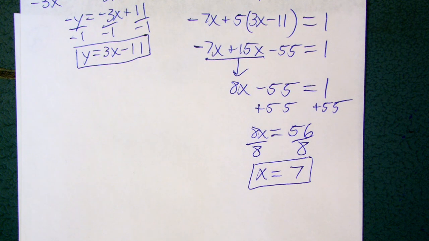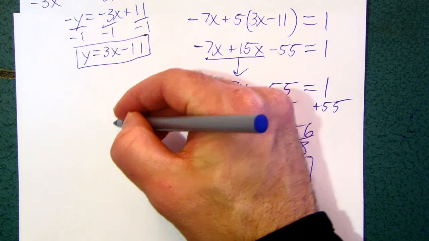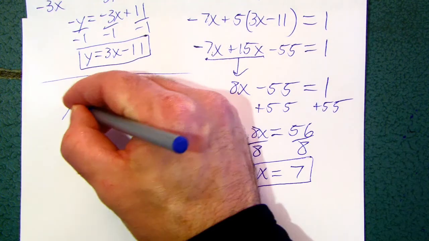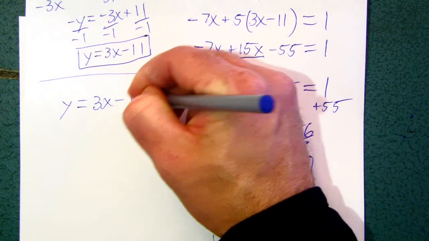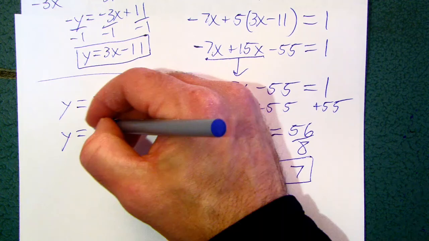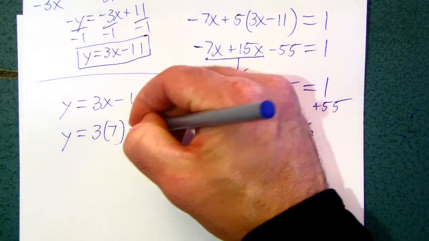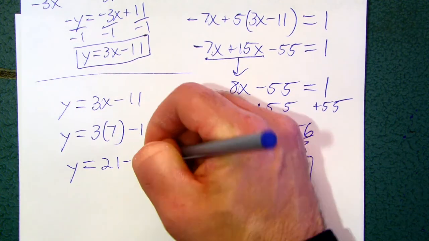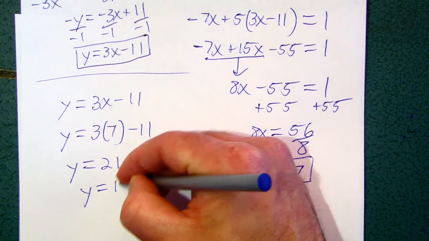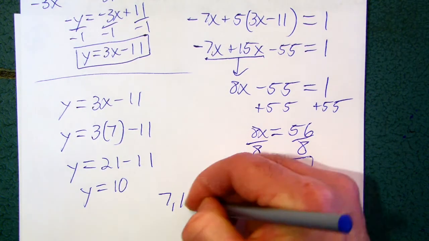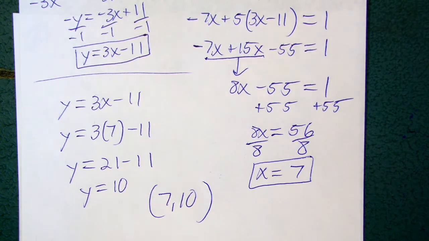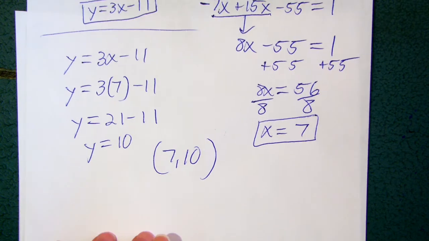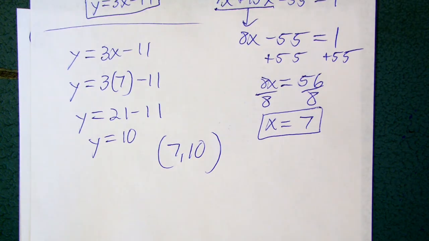So we got x, we still got to get y. We solved for y earlier. We said y is equal to 3x minus 11. So that means y equals 3 times 7 minus 11. So that means y equals 21 minus 11. So y equals 10. So my final answer then is going to be 7, 10.